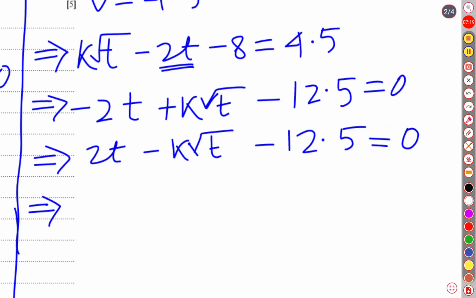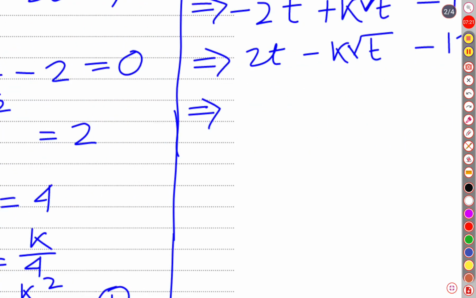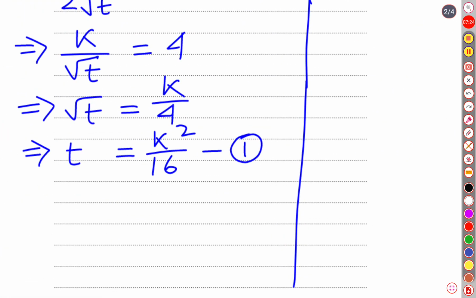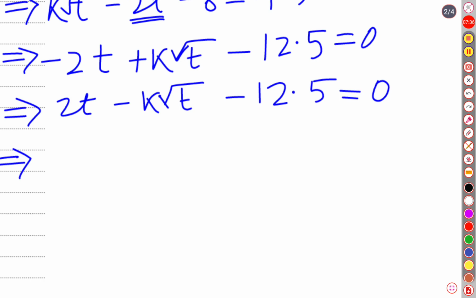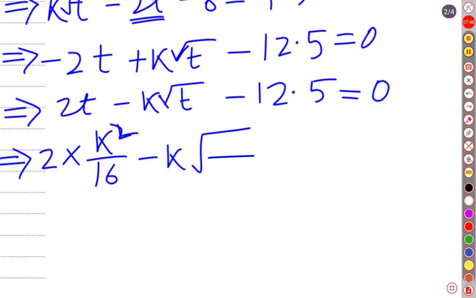Now we can substitute the value of t from equation number 1. Let's see how much was t. T is equal to k squared over 16. So let's substitute this value. That means it is going to be 2 into k squared over 16, then minus k into the square root of k squared over 16, minus 12.5 equals 0.